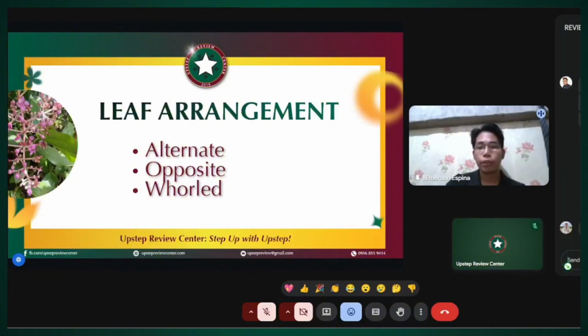And then we have the opposite arrangement. It means two leaves directly opposite to each other. And then we also have the whorled arrangement. It means three or more leaves emerge from the same node. This may seem simple, but it's extremely useful when identifying species. For example, Molave is commonly recognized by its opposite leaf arrangement.